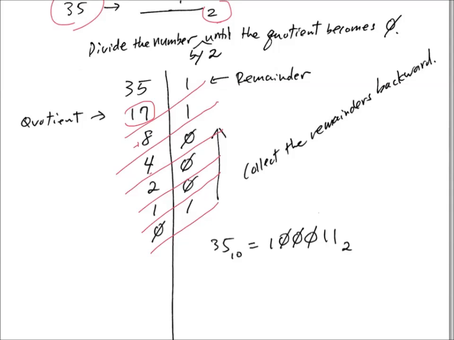Okay, and now you collect these remainders this way, and then that will be the binary number. So in this case, it's going to be 1 0 0 0 1 1. So 35 in decimal will be 100011 in binary. Okay. All right. So let's look at another example.